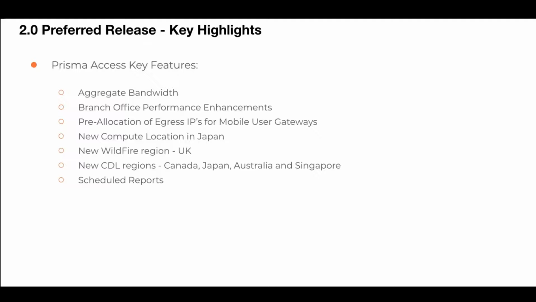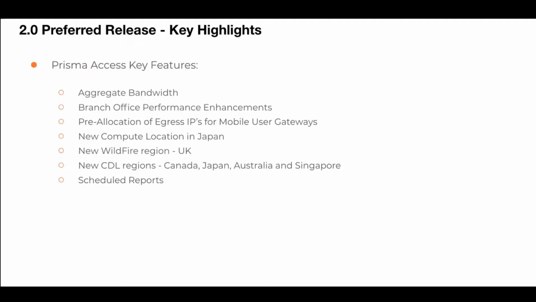Prisma Access 2.0 is upon us, and it brings a lot of great features, including the long-awaited ability for our customers to manage their bandwidth across their remote networks at an aggregate level, at the compute region level. That feature is part of the new release, as are some improvements in performance at the branch office in terms of throughput that we support there, as well as a great feature that's also been in demand for pre-allocation of egress IPs.